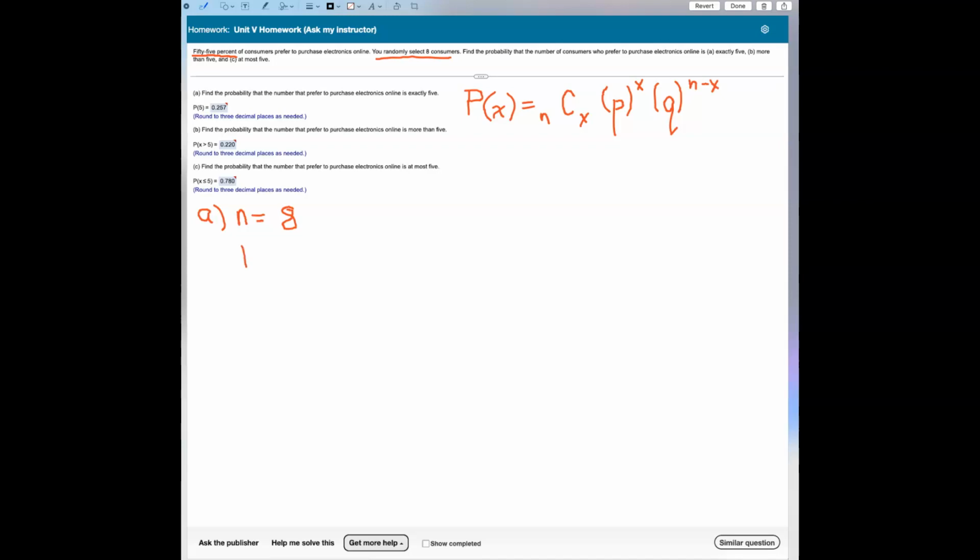Now you need to figure out what P is. P is the probability. The number at the very beginning, 55%, that's your probability. Whenever you list your probability, it needs to be as a decimal and not as a percent. So 55% is 0.55. And then Q is 1 minus whatever that probability is. So it's going to be 1 minus 0.55, which is equal to 0.45.